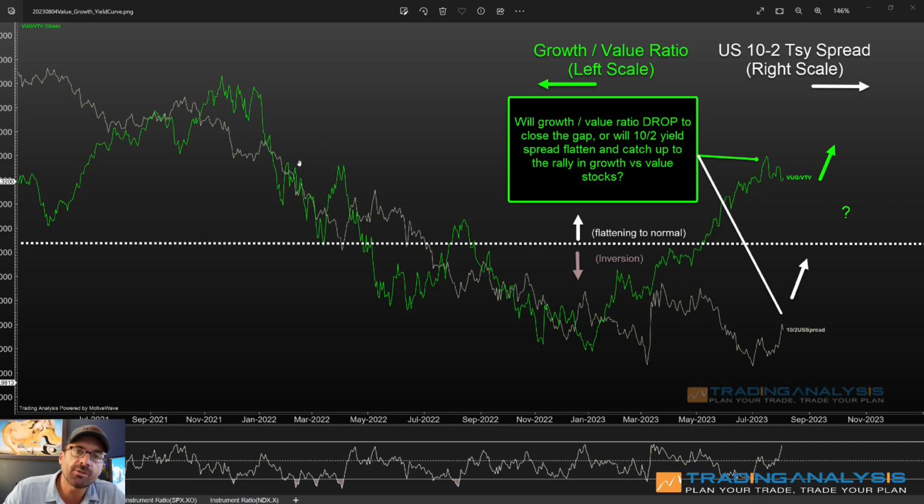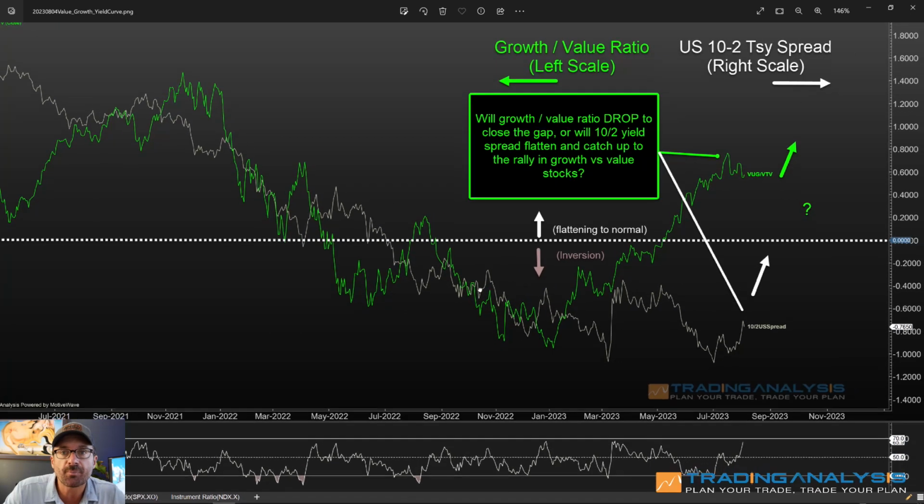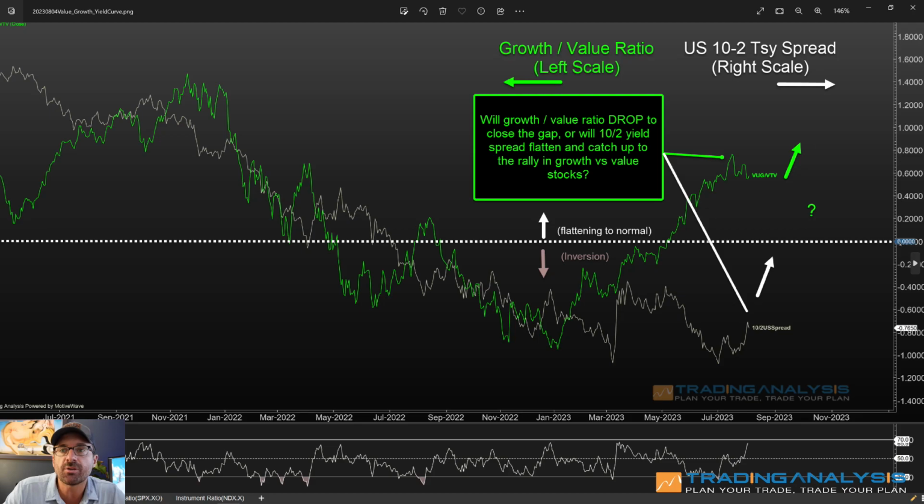Behind here is the white line, which is the 10-2 spread. This is the yield curve, okay? The dashed white line here, that's the 0 point, that's inversion. And you can see as growth has underperformed and value outperformed growth, that has been following the inversion of the 10-2 yield curve, okay? All of a sudden, growth started to rally. The yield curve did a double bottom at about 110 basis points, or 1.1%, of inversion.